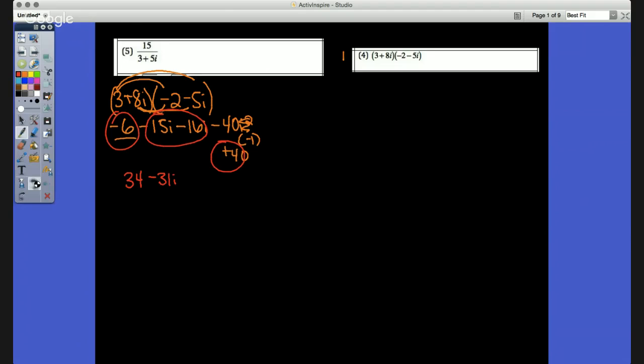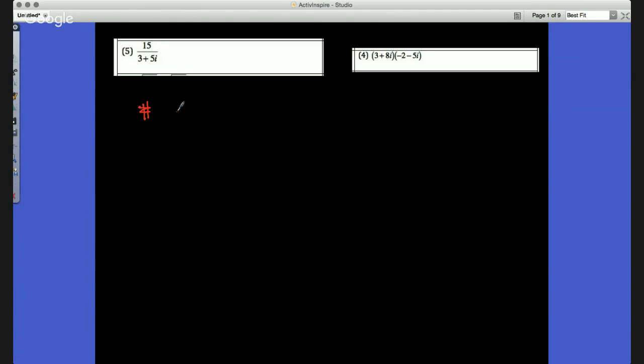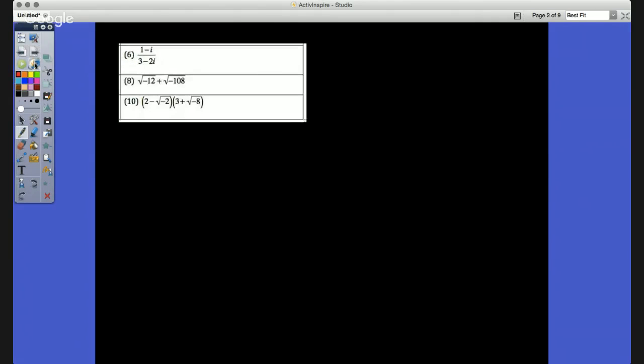Now, a couple things I want to make sure I note from this: when you add like terms together, put the whole number first and then the imaginary number. We call that standard form. So just as you go forward, make sure you have the whole number first with the imaginary to follow.